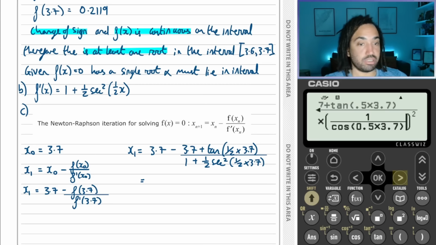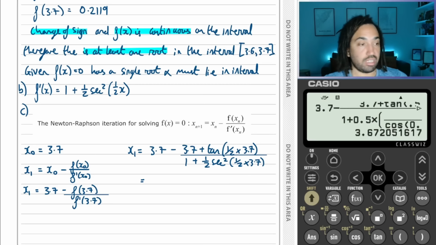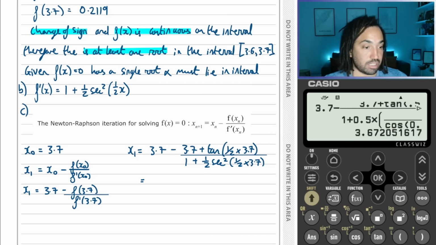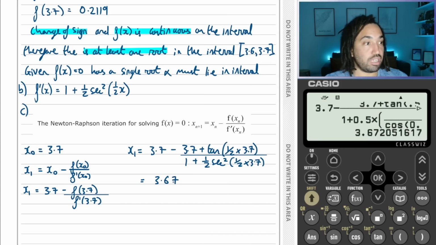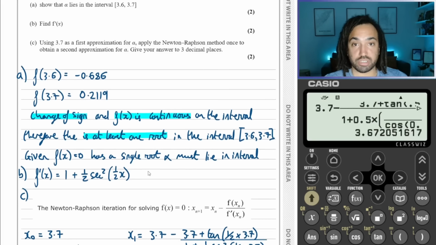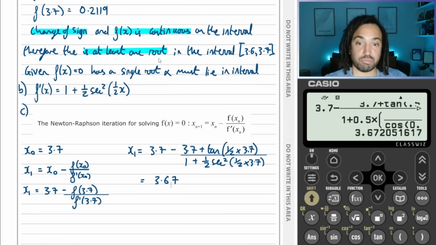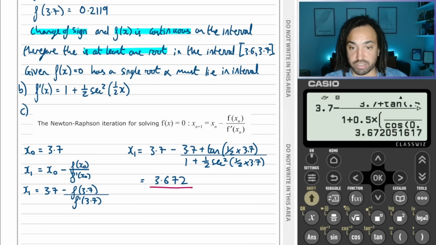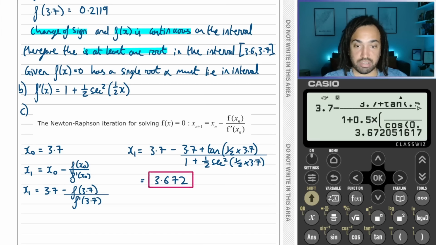We press execute and we get a value. Fantastic. Okay, so that is 3.67 and it's asking us to go to 3 decimal places, so we get 3.672. Okay, lovely, and that is the correct answer, so we are good.